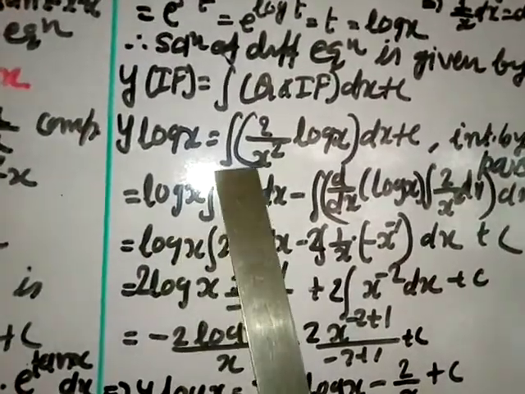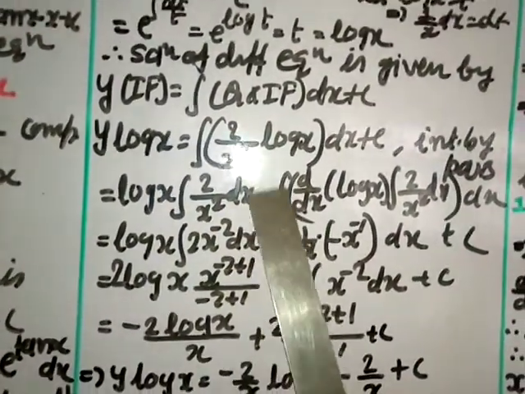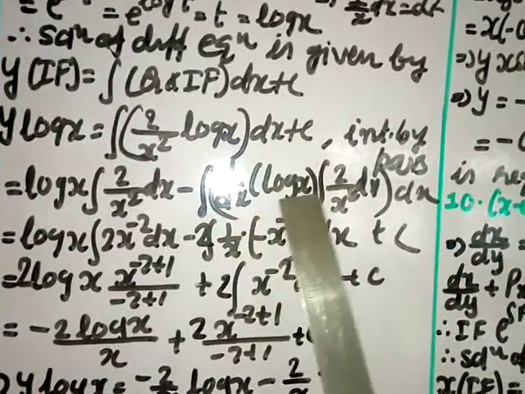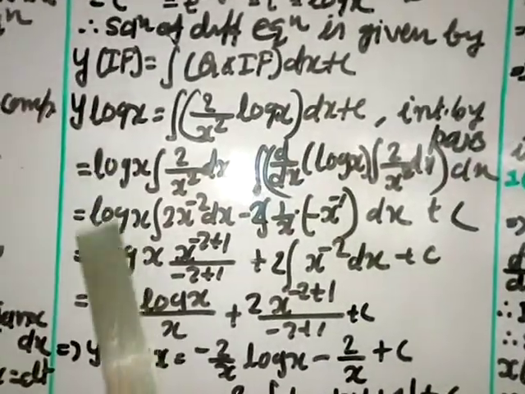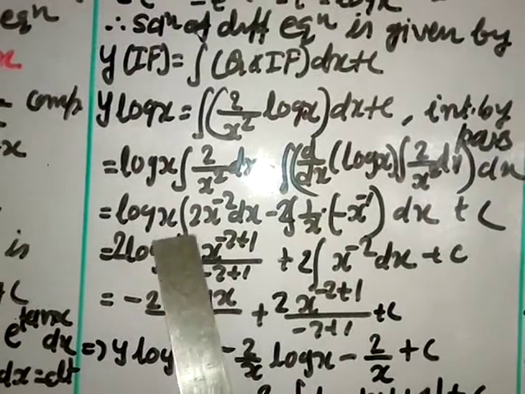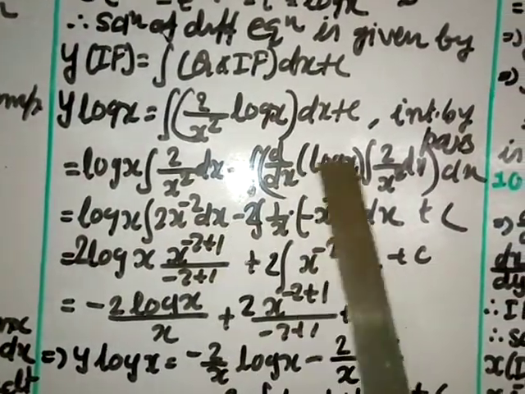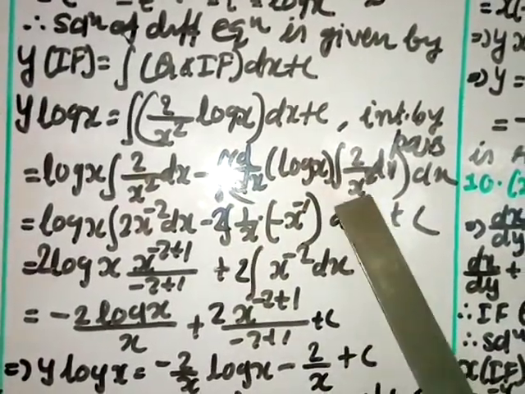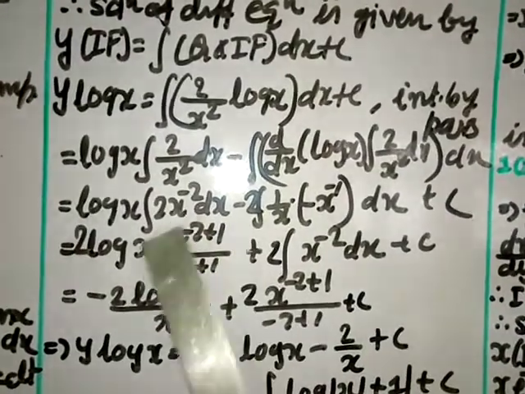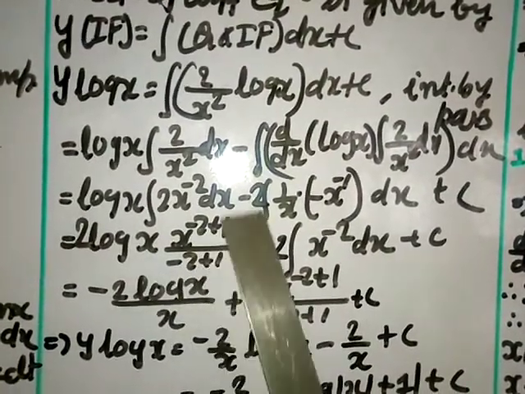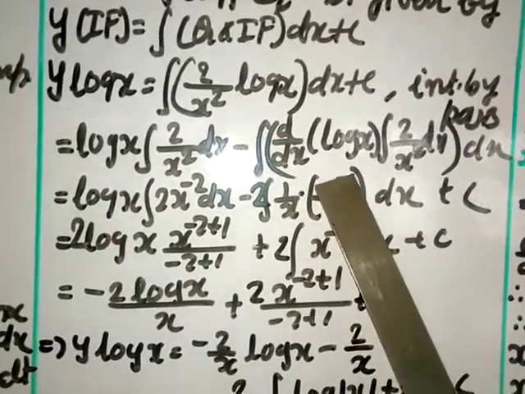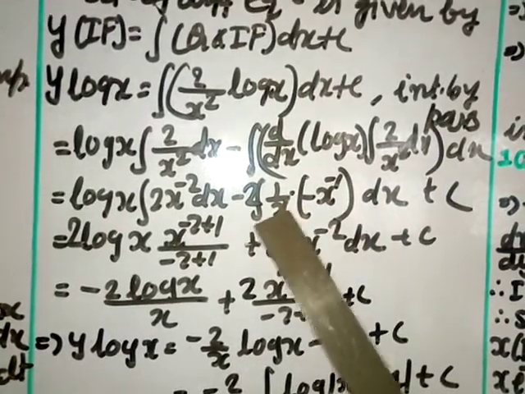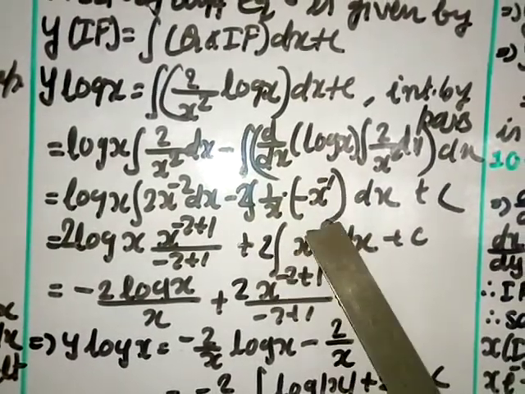So log x times the integral of 2 by x square dx, minus the integral of the derivative of log x, that is d by dx of log x, times the integral of 2 by x square dx, and the integral of the full thing. I am taking the numerator log x, integral 2 x power minus 2 dx, minus these two I am just keeping here. The derivative of log is 1 by x. If I take this x square in the numerator, the integral is x power minus 2 plus 1 divided by minus 2 plus 1, which gives x power minus 1 divided by minus 1. So this integral will be minus x power minus 1 dx, and this x power also gives x power minus 2 plus c.